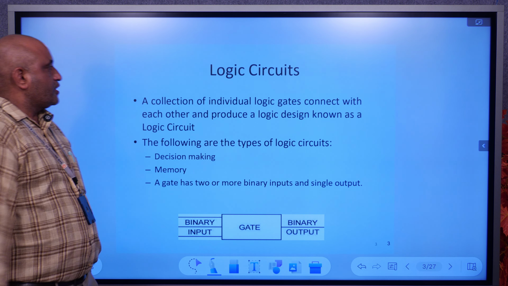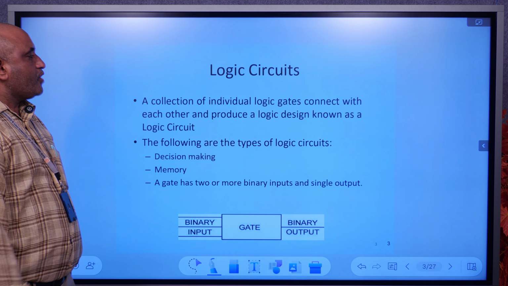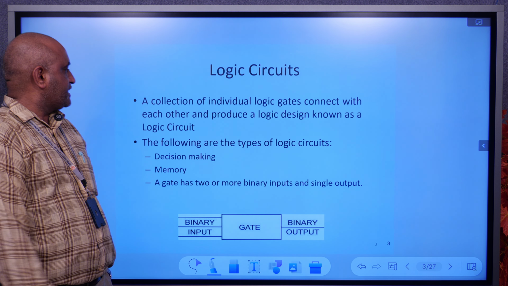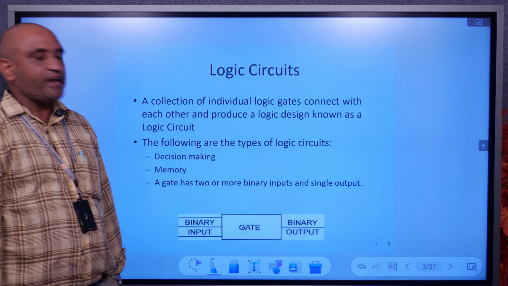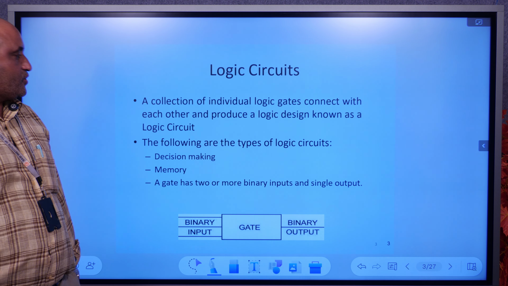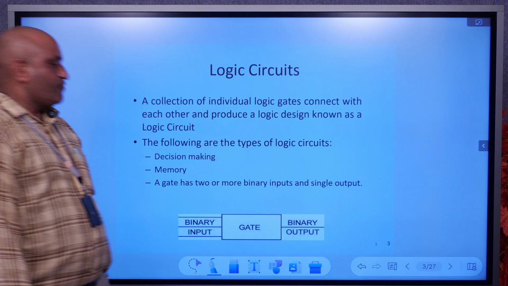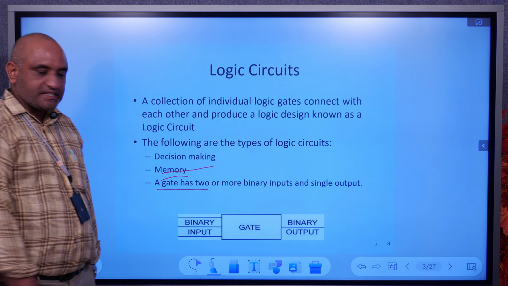These are the switches. Definition of logic circuits: a collection of individual logic gates connected with each other to produce a logic design is known as a logic circuit. The following are the logic circuits: first one is decision making, second one is memory.